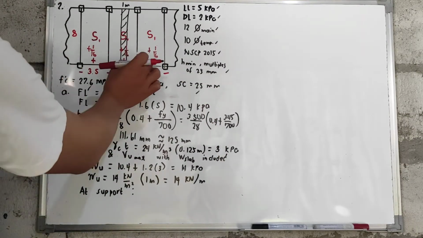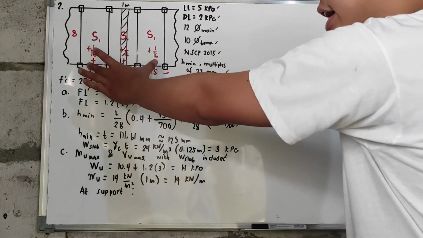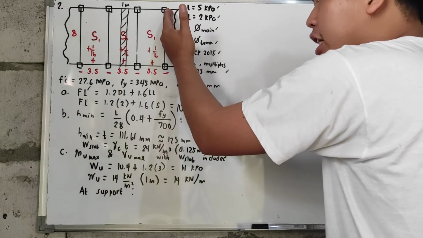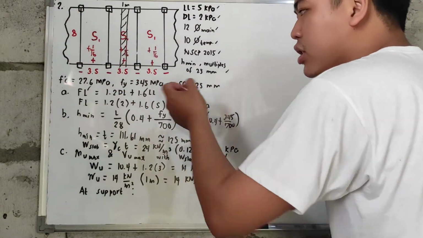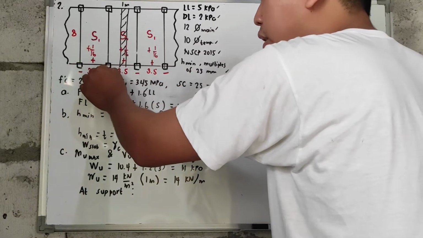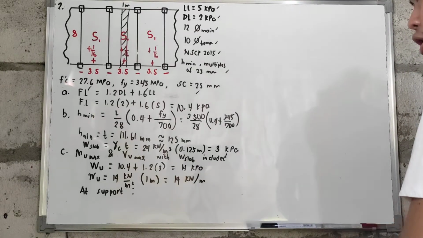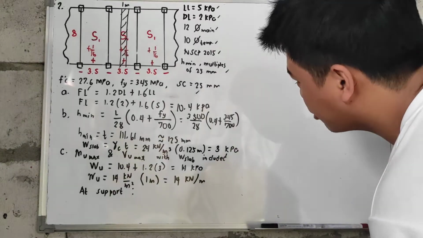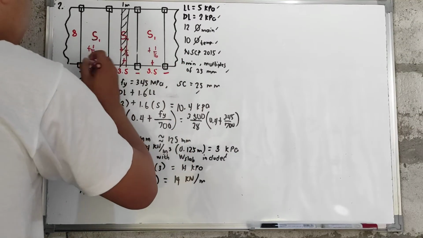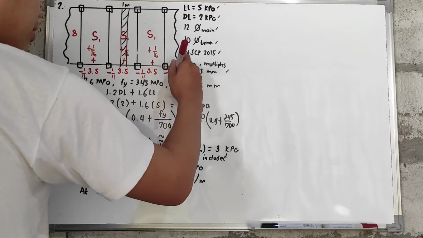Kapag naman sa mga supports natin dito, ito yung mga interior supports natin, kasi naka-continuous sa kabila, continuous din sa kabila. So meaning to say, etong tatlong span na to, interior span yan. So, we can assume na mga interior support yan. So sa ACI code natin, at support ng mga interior spans o yung mga interior supports natin, yung value is negative 1 over 11. Negative 1 over 11.